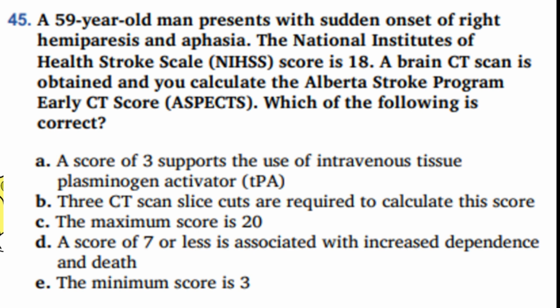Next, 3 CT scan slice cuts are required to calculate the score. That is false. Remember we said there are two slices, crappy party town and fries town, or the basal ganglia town and the supra-basal ganglia town. So that's false. C. The maximum score is 20. That is false. We said the maximum score is 10. D. A score of 7 or less is associated with increased dependency and death. That is true. E. The minimum score is 3. This is false. The minimum score is 0.